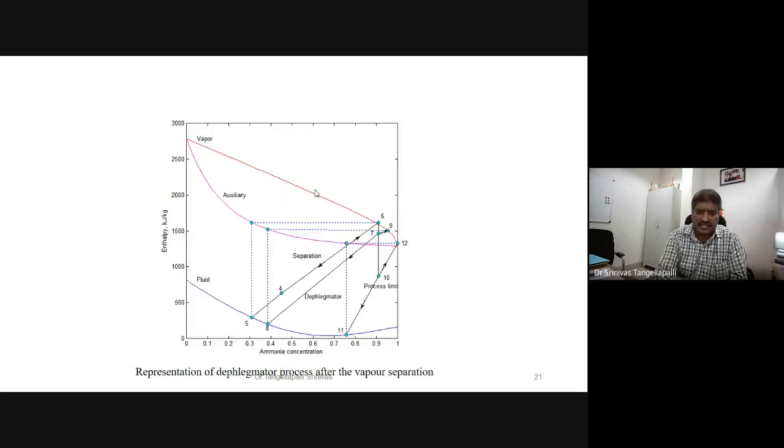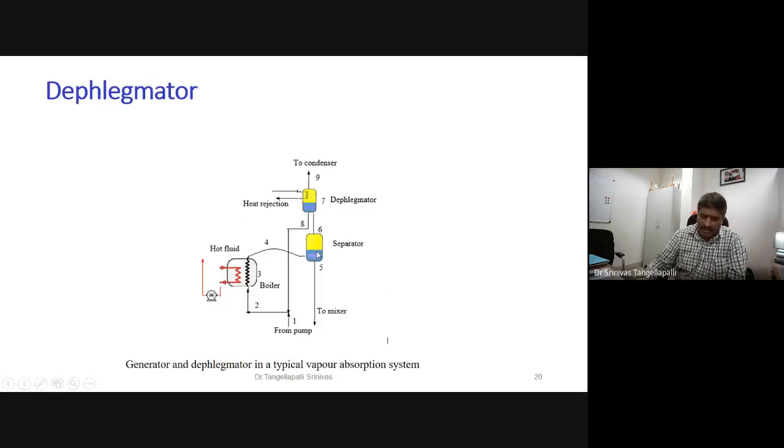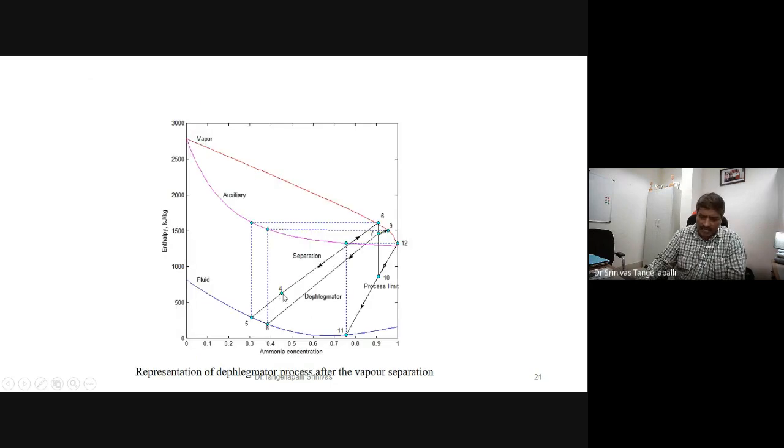We now see on the chart, that's the enthalpy concentration chart. I am showing this for the depleting matter process, and the separation is also included to understand the connection between the separation and the depleting matter. Because in the earlier schematic sketch of the separation process, the working fluid at 4 has been separated to 5 and 6, where 5 is a liquid. The 4 has been separated to 5 and 6.